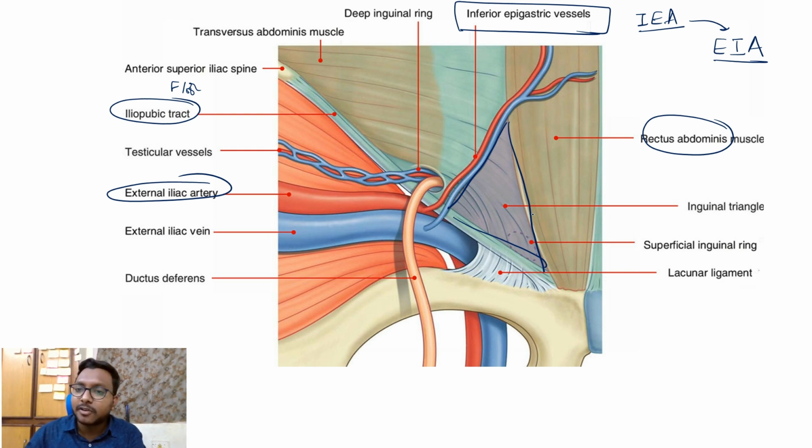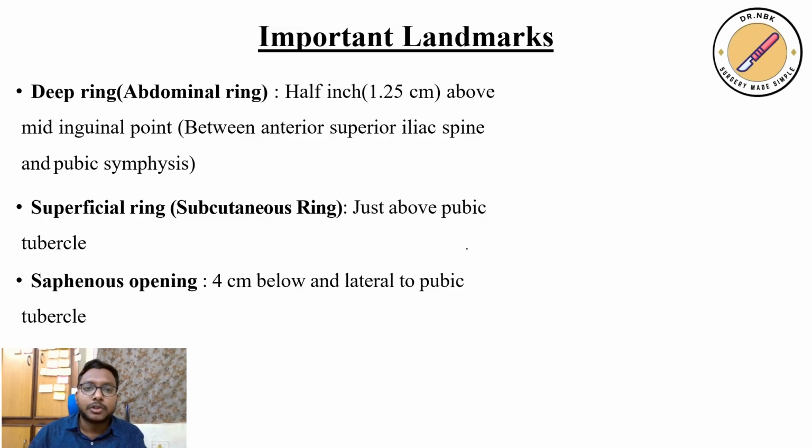The clinical significance of this Hesselbach's triangle is that there is a potential weakness here, and whenever a direct hernia is happening, it happens through this particular Hesselbach's triangle. So this is directly happening through the posterior wall. Okay, right. Next. There are certain important landmarks we need to understand.